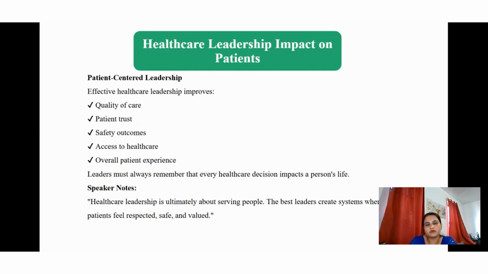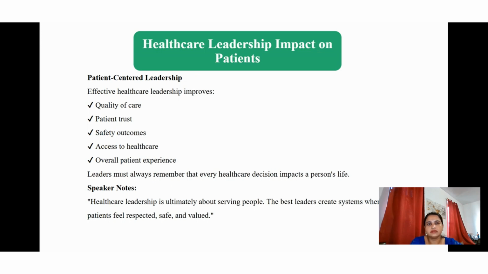Healthcare leadership impact on patients. Effective healthcare leadership has a direct impact on patients. Strong leaders improve quality of care, increase patient trust, improve safety outcomes, expand access to healthcare, and create a better patient experience. Healthcare decisions are not only administrative decisions; they affect real people and their lives.